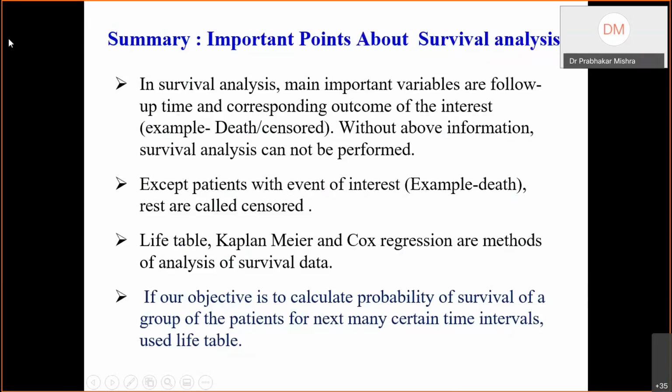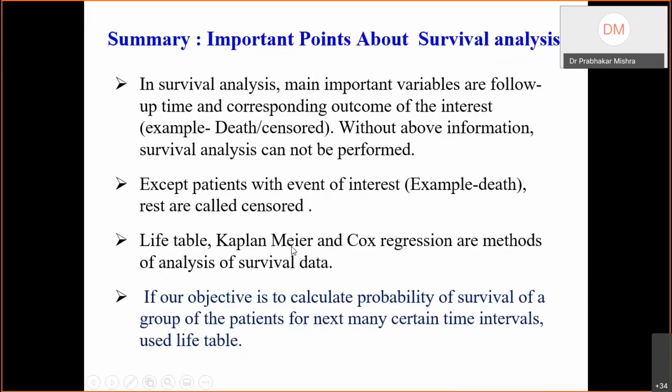And now come to the important point of the survival analysis. अब survival analysis की हम बात कर रहे हैं, तो it means survival analysis cannot be used without the 2 information. First is follow-up, and second is our outcome of interest like death and censored. So follow-up and outcome variable, minimum 2 variables are a must, and if both are available, then we have to think about survival analysis. Except patients with the event of interest, the rest are called censored.